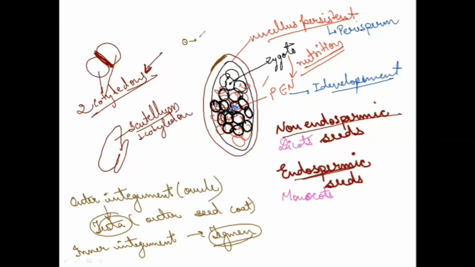What happens? This first forms a globular structure like this. A number of cells are there forming the globular structure. From this globular structure, it forms a heart-shaped structure like this. From this heart-shaped structure, it forms the structure with two cotyledons like this. Now, this is one stage, that is the torpedo stage, found in the dicots, whereas in monocots one cotyledon is seen.